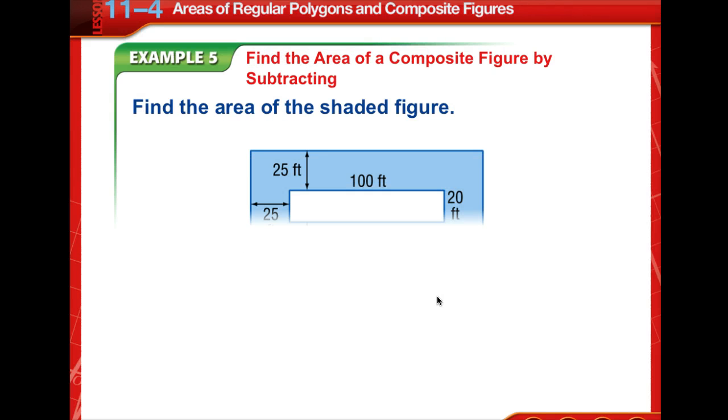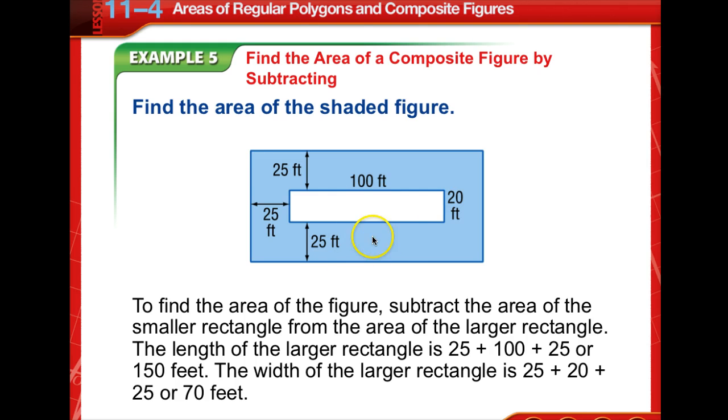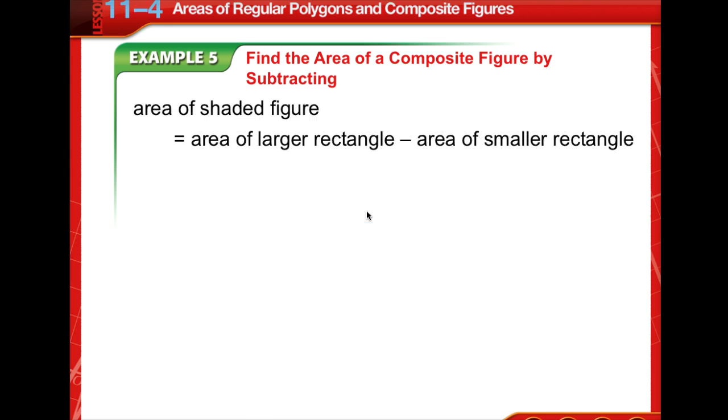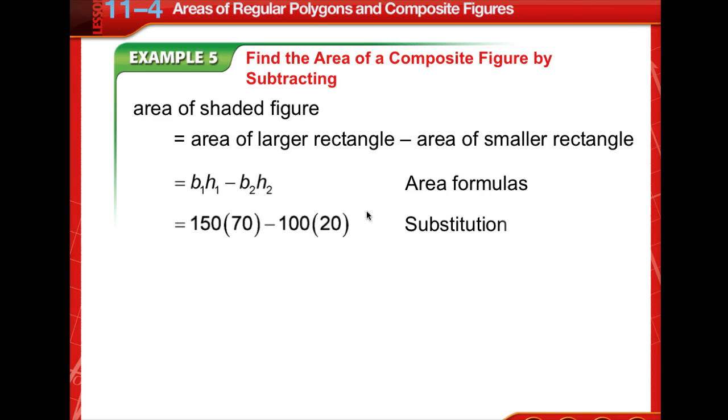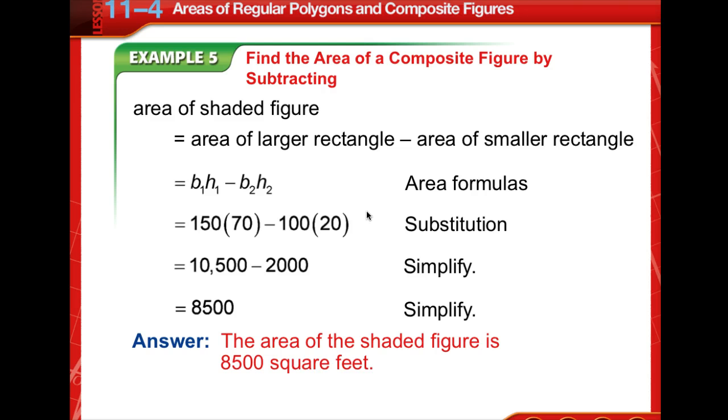The areas of some figures can be found by subtracting the areas of basic figures. So notice here you've got a rectangle within a rectangle. And if you want to find the shaded area, you find the area of each one of these rectangles and simply subtract them from each other. So the area of the shaded figure is 8,500 square feet.